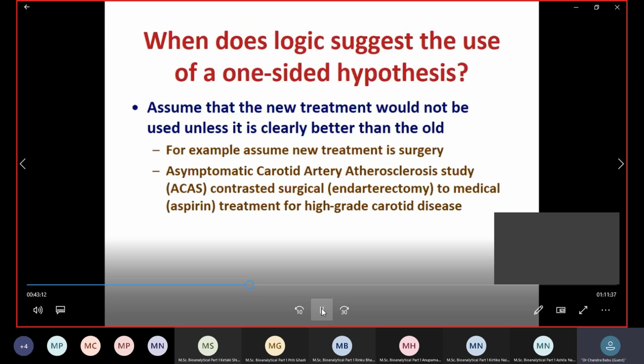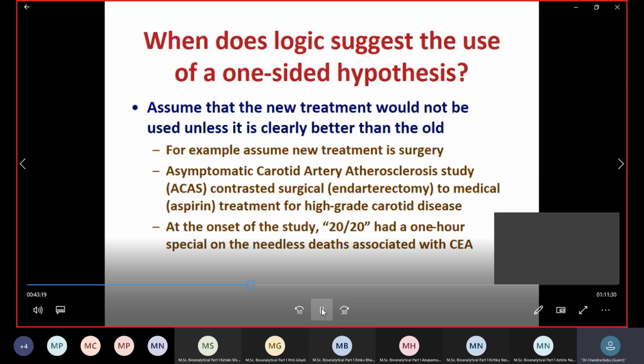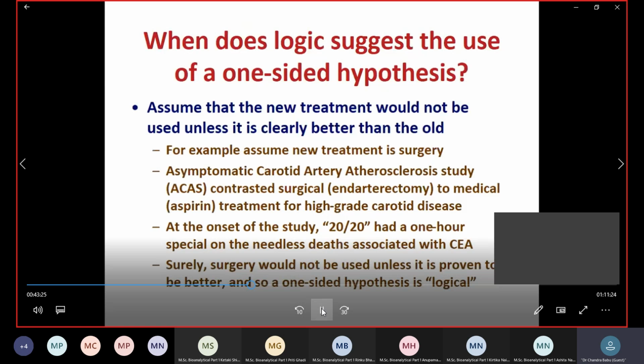This is what happened in the asymptomatic carotid atherosclerosis study. Basically, at the beginning of the study, there was a story about how many needless deaths there were with endarterectomy. Surely surgery would not be used unless it can be proven to be better. So a one-sided hypothesis seems logical.